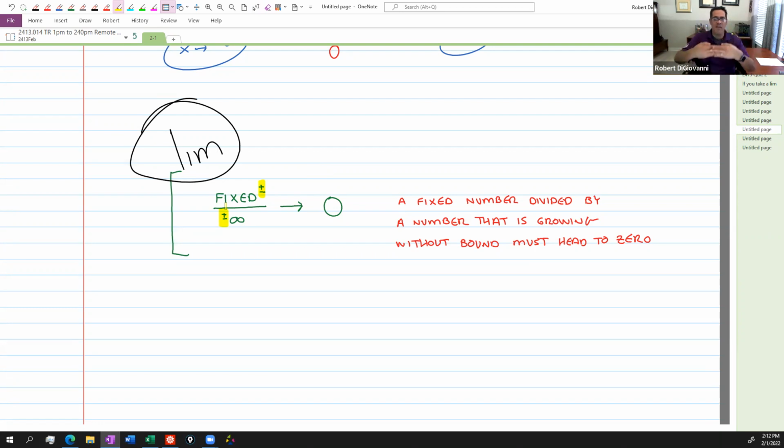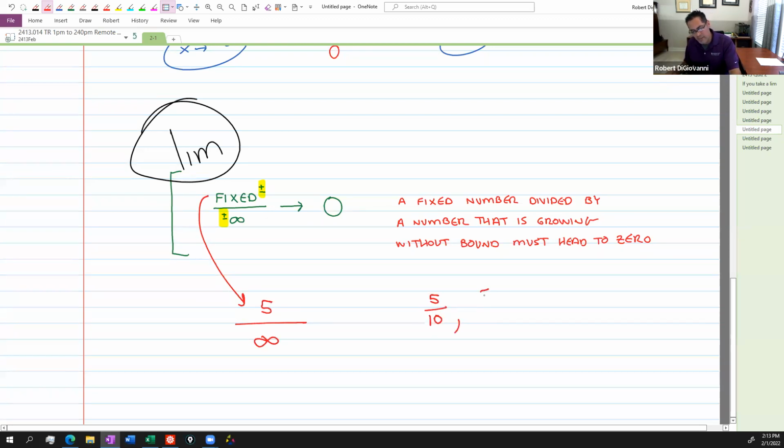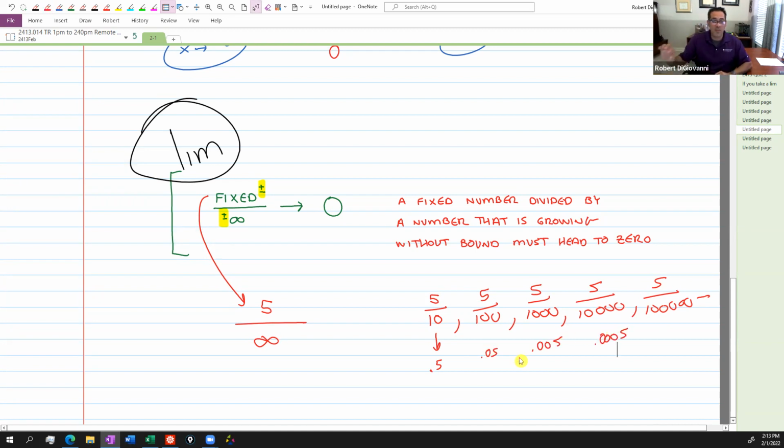If the top is holding steady and the denominator blows up, that ratio becomes really, really small. Just pick some numbers. Imagine you take a limit and the top is headed to 5 and the bottom is headed to infinity. You can think about what's happening: 5 over 10, 5 over 100, 5 over 1,000, and these numbers on the bottom just keep getting bigger and bigger. This is 0.5, this is 0.05, this is 0.005, 0.0005. These numbers are getting smaller and smaller, headed to zero. So as the denominator grows without bound, the ratio goes to nothing.